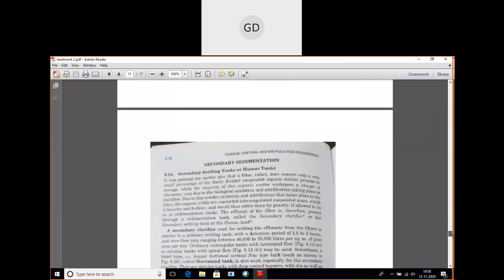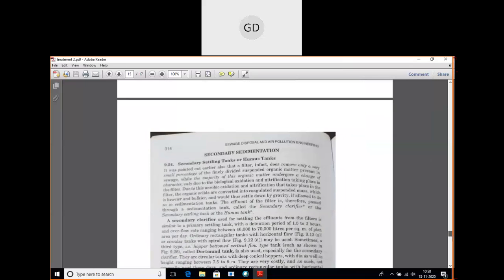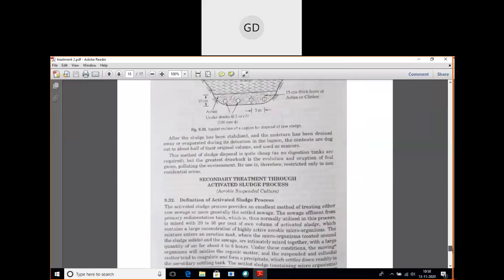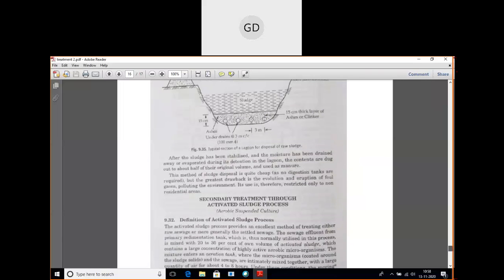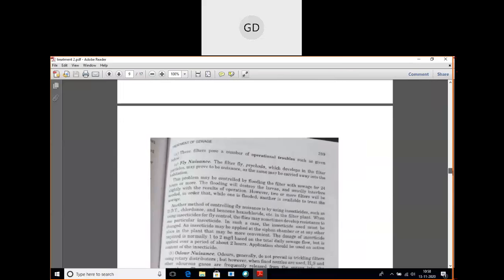After the trickling filter, we will be going to the activated sludge process. We have studied the attached aerobic culture. Now in the next class we will be studying the suspended one, that is the activated sludge process. This numerical we will be solving in the next class.